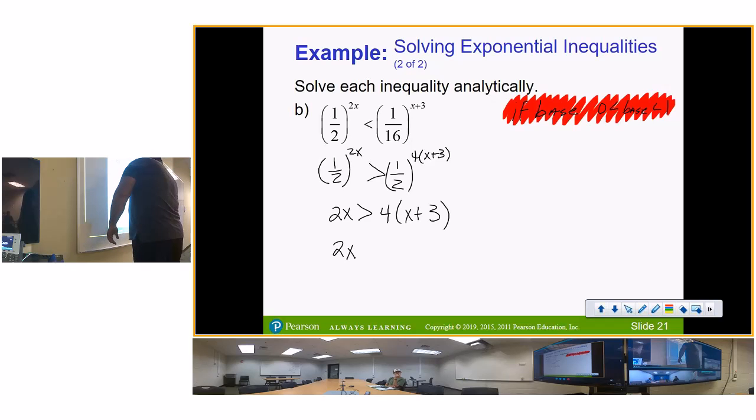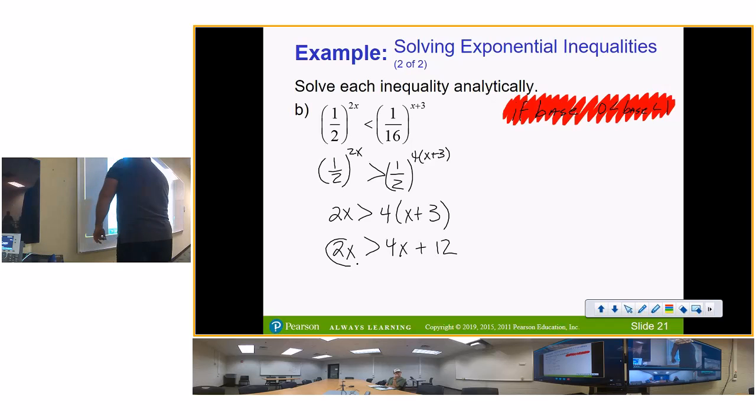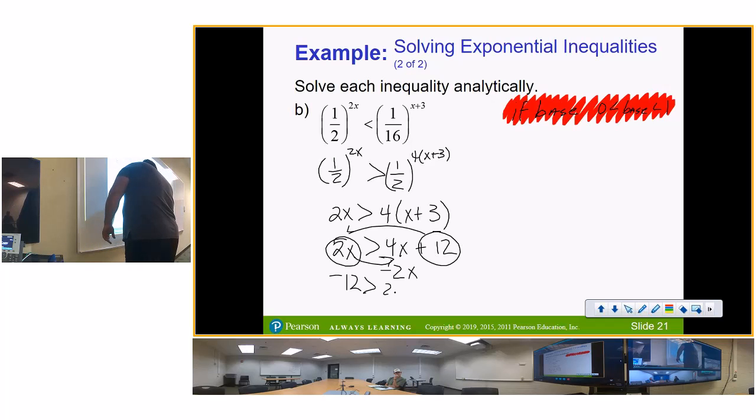2x greater than 4x plus what? 12. And I'm going to bring this 2x over because I keep the variable positive. And then this comes over here, negative 12. And that's going to be 2x. x is less than what? Negative 6. Great. And that's our answer.